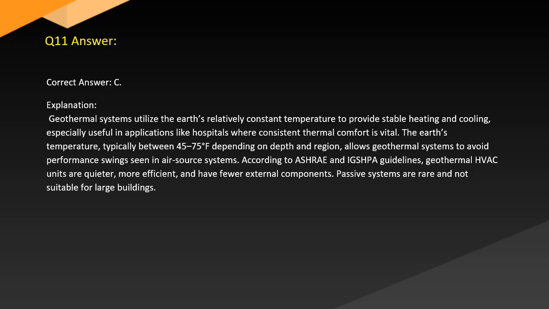The Earth's temperature, typically between 4.5–7.5, depending on depth and region, allows geothermal systems to avoid performance swings seen in air source systems. According to ASHRAE and HVACR Guide, geothermal HVAC units are quieter, more efficient, and have fewer external components. Passive systems are rare and not suitable for large buildings.